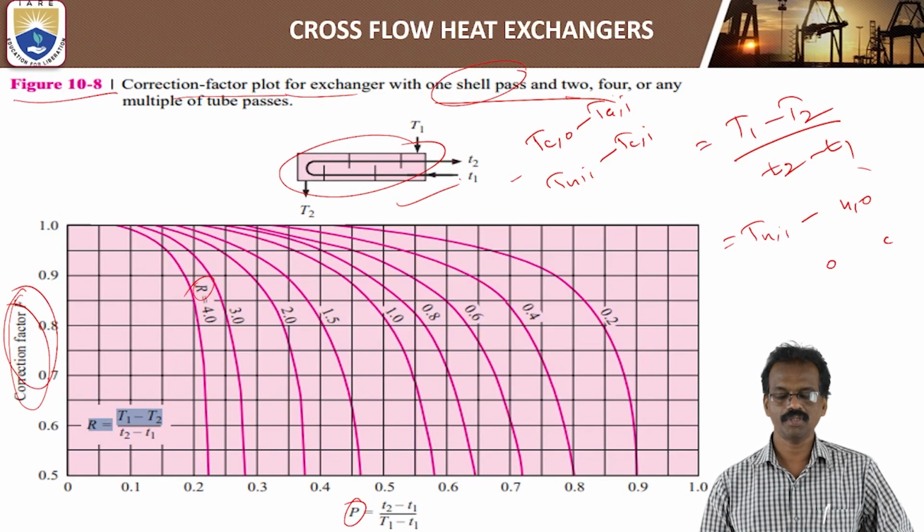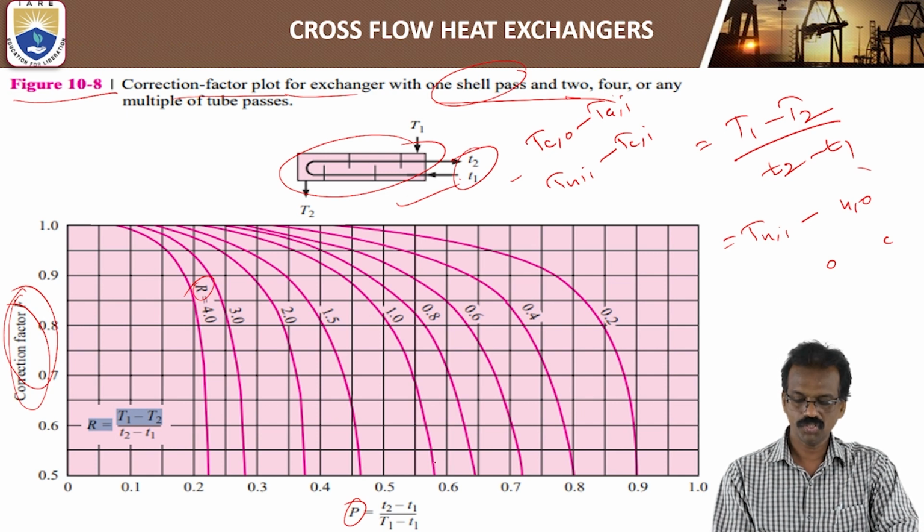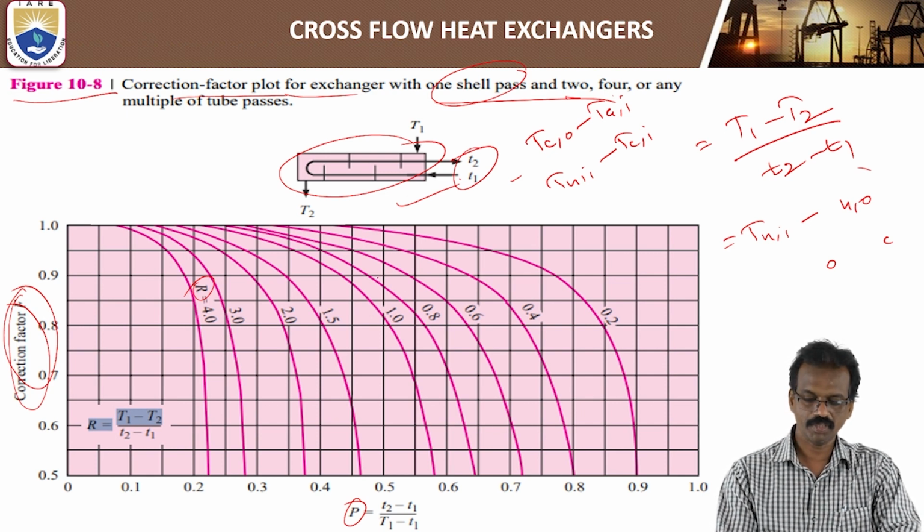So this is the first figure, one shell and two tubes. Okay, you can use this one. P is equal to 0.5. So this is the P value, this one is 0.5. Just R is equal to 0.8. So this is the 0.8 curve.